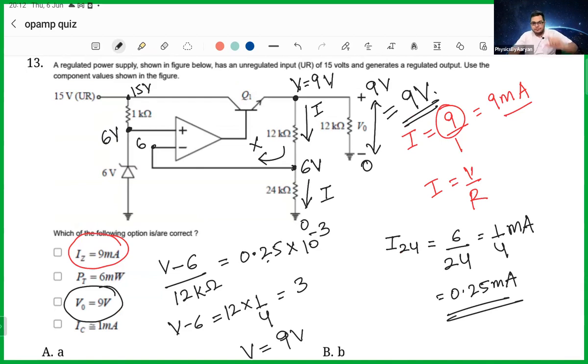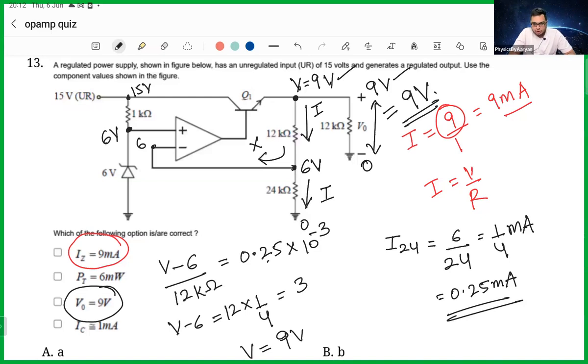In this option, what I said is that whatever is the current in 12, the same current is in 24. And I can find the current in 24. How? Because the upper side of 24 is 6, the lower side is 0. So the current is 6 minus 0 divided by 24. And if I know the current in 24, I know the current in 12. And if I know the current in 12, I can find the voltage across 12, by using V, upper side is V, lower side is 6, divided by 12 equals the current. And that gives me the upper voltage, which is 9. So if the upper voltage here is 9, then the voltage here is also 9, and the V output is also 9. Is it clear, everyone?